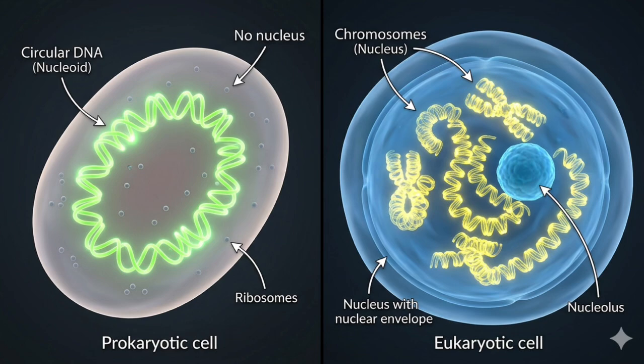In prokaryotic cells, DNA is usually circular and floats freely in the cytoplasm in a region called the nucleoid. Prokaryotic DNA is usually circular and floats freely in the cytoplasm in a region called the nucleoid. They may also carry smaller circular DNA molecules called plasmids, which can confer special traits such as antibiotic resistance.